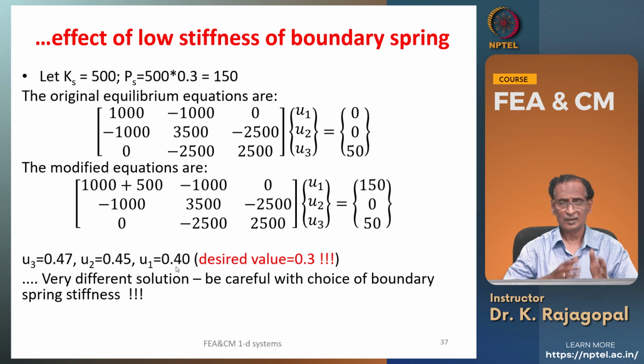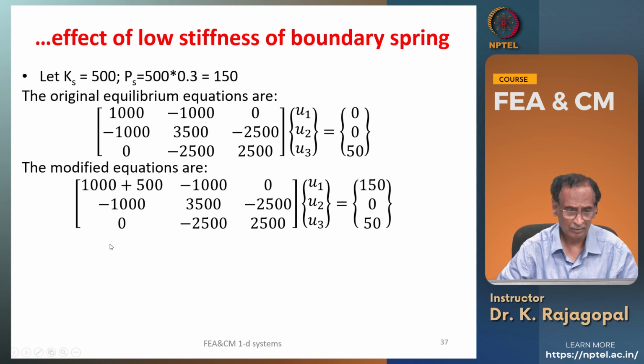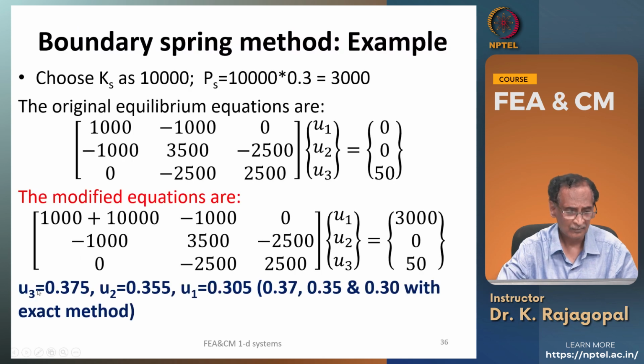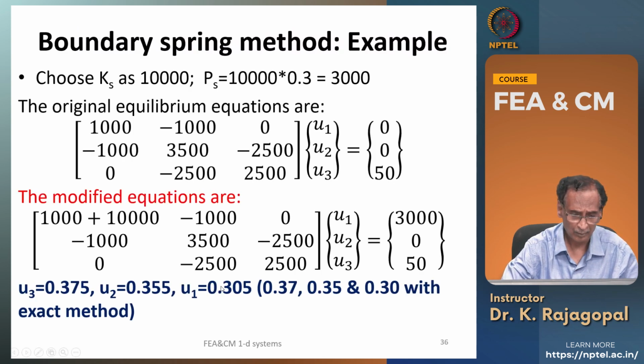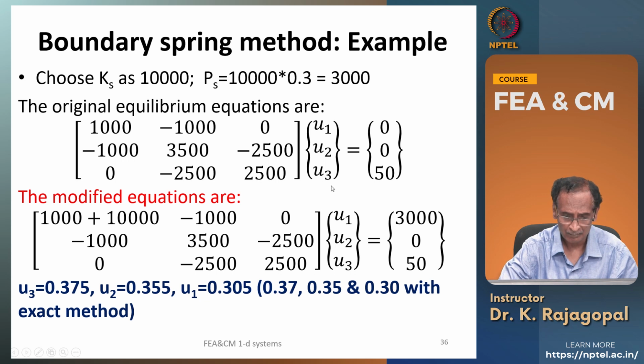And so actually whenever we use the boundary spring method, we have to be very careful in the boundary spring value that we assign, okay. And if we assign a large enough value, then we can get similar to the previous solution, that is very close, like 0.375, 0.355, 0.305, okay. So our 0.305 is very close to 0.3, and instead of 10,000, let us say we give a Ks of 1 million, then these displacements may be even closer to the exact values that we calculated earlier.